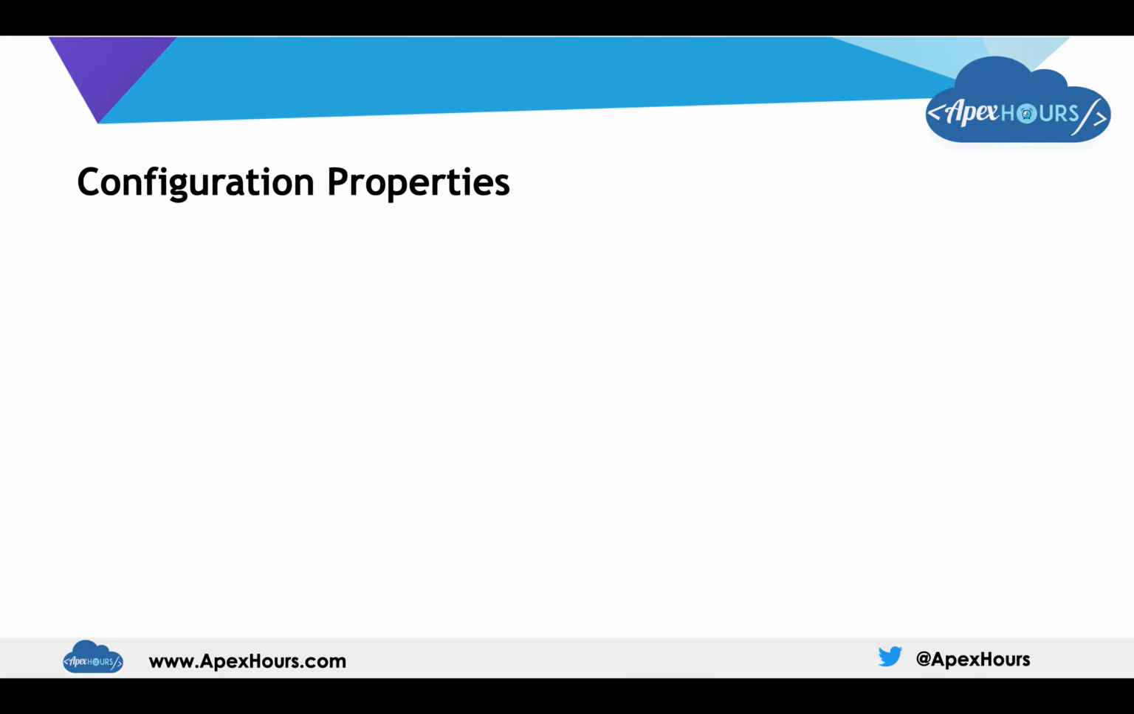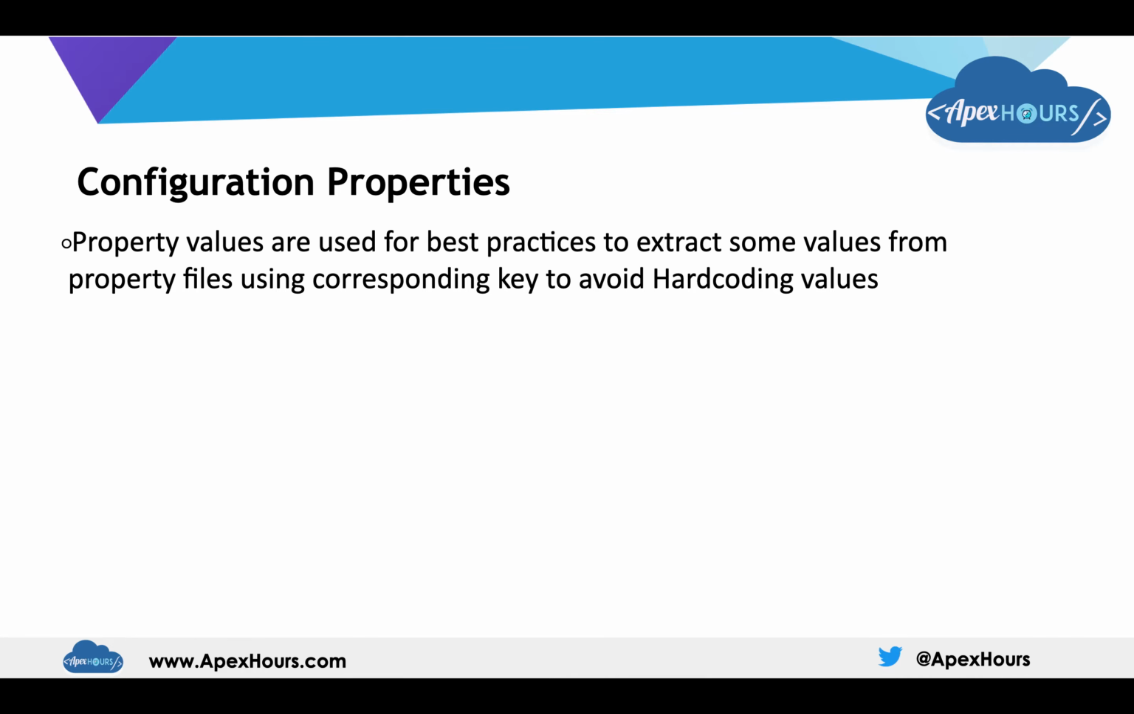Why do we need to configure the properties? Property values are used as a best practice to extract values from the property files using the corresponding key, to avoid hard coding values. This is very important whenever you are hard coding values, because those values can change at any point of time, right? In that case, you can't go and search for where the value is placed in the code. Instead, we can use property file values to extract these values.